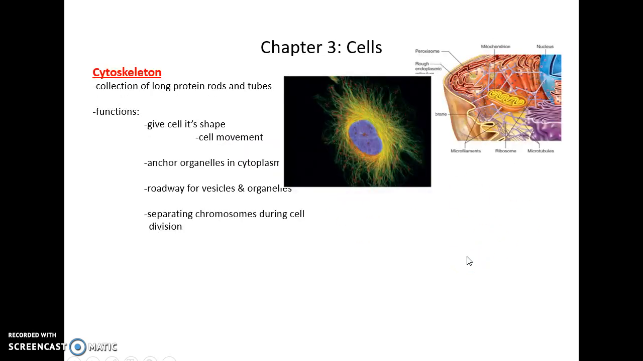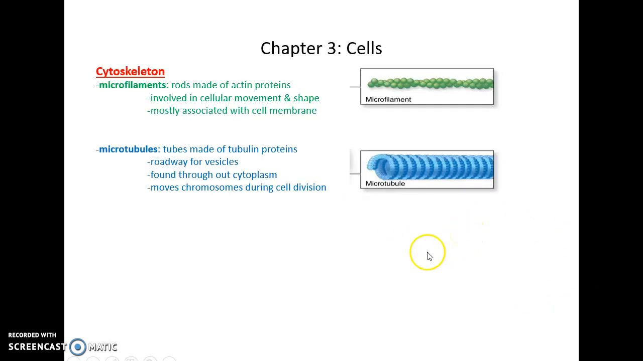Cytoskeleton is a structural component to the cells found in the cytoplasm. It is made up of long protein rods and tubes that do things such as give the cell its shape or reshape it to allow the cell to move. It can be an anchorage site for organelles in the cytoplasm, a roadway for vesicles or organelles to move along, and also is important in moving chromosomes during cell division. There are two main types of protein structures. There's the microfilaments. These are rods made of the actin protein, so you have thousands, millions of actin proteins all forming long rods.